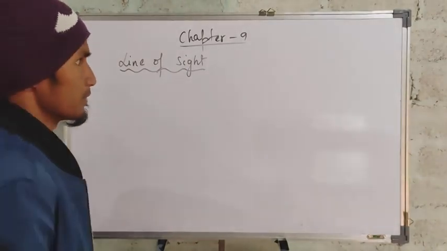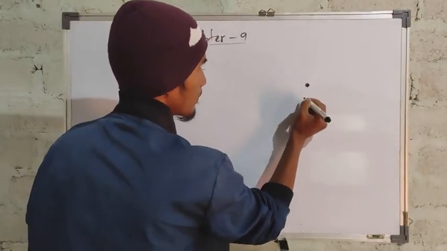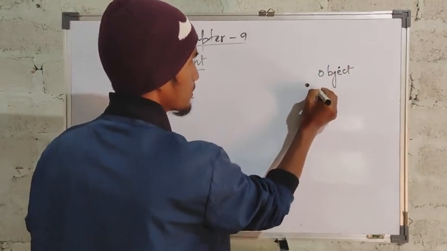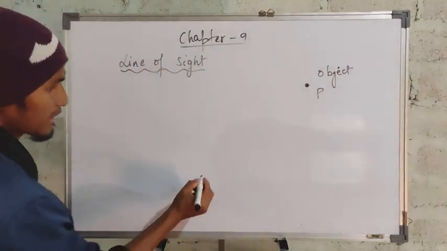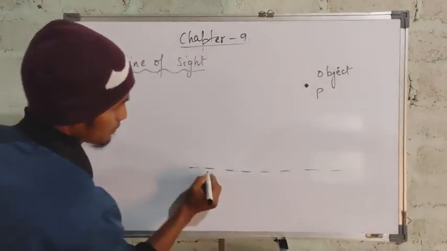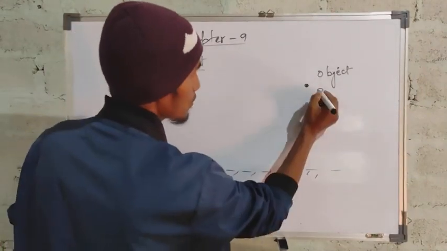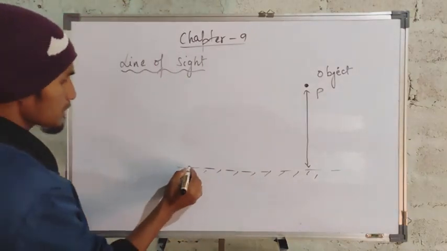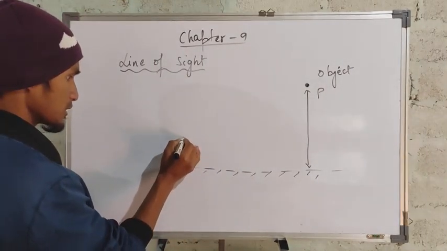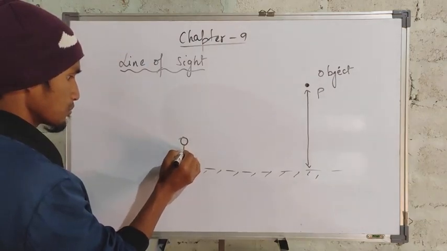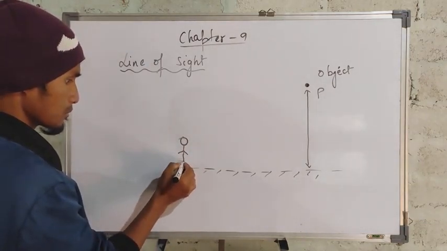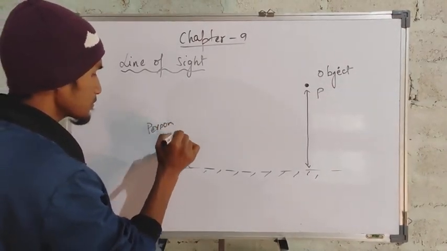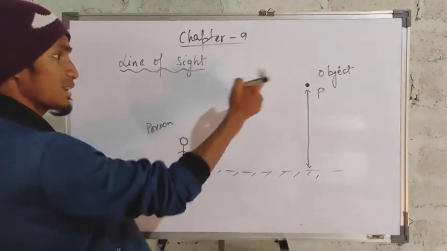Now consider there is an object here, located at point P above the ground. Consider this is the ground. Now if one person is standing here, we consider this a person, watching that object, looking at that object.